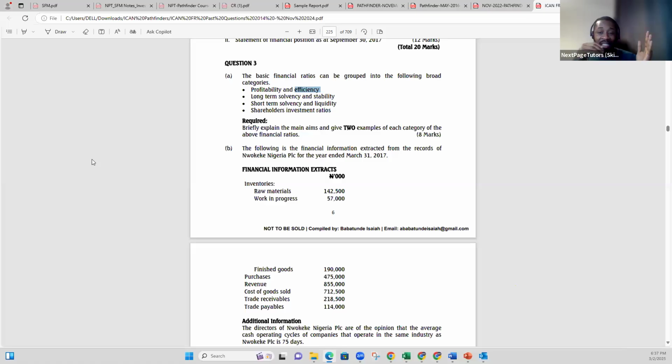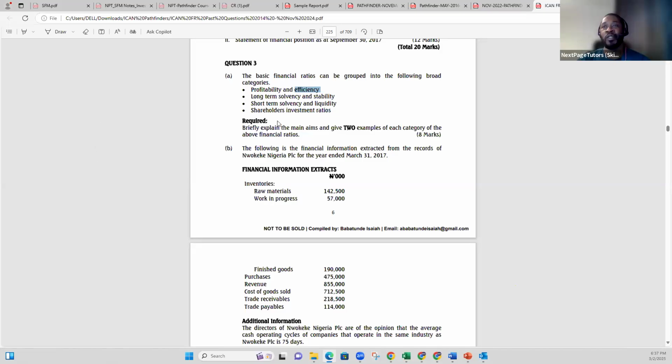Okay. Acid test. Go ahead. These are ratios that show how companies are able to meet their short-term obligations. Exactly. And then you mentioned current ratio and acid test, liquidity, including cash ratio. All right.